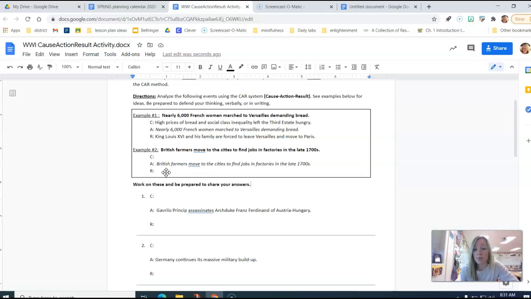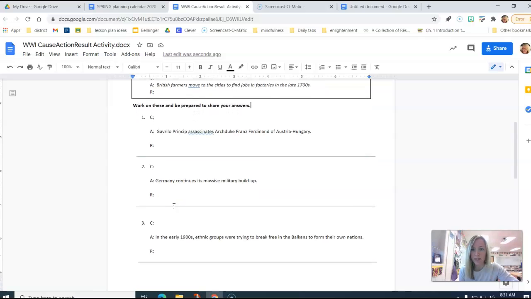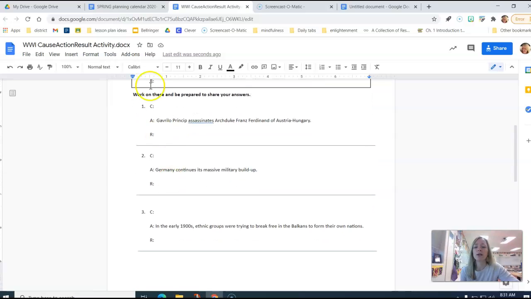Or maybe it could just be that all of a sudden the labor provides these factories with an opportunity for increased production, right? So there's all sorts of results that could come from that. All right, so here's what we would like for you to do today. Please work on these and be prepared to share your answers in class.